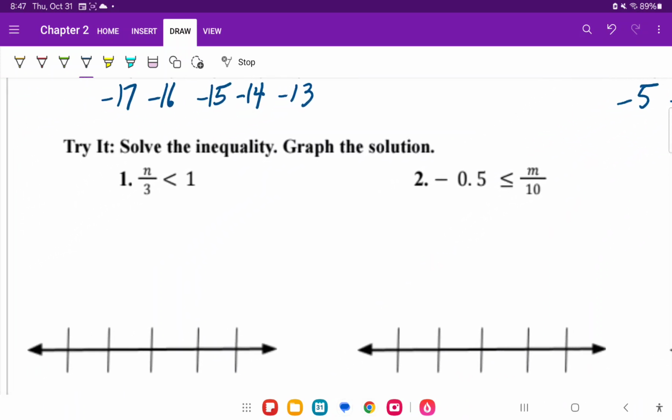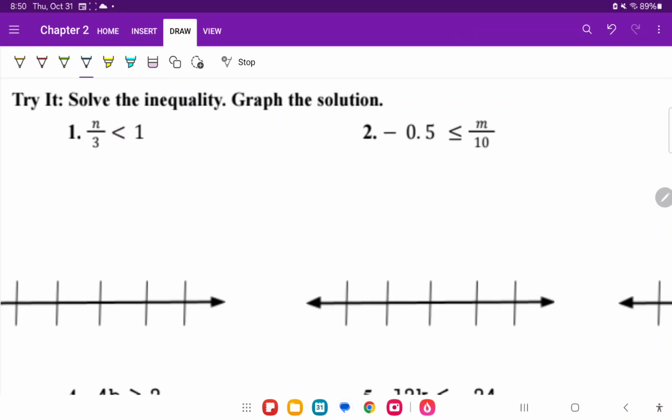So why don't we take a minute and you can try to do these next few on your own, all right? And then we'll come back together and look at them.